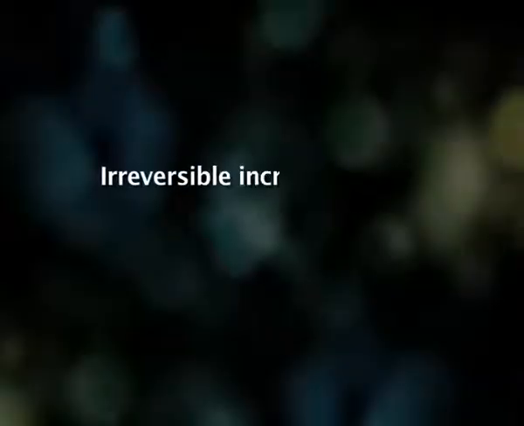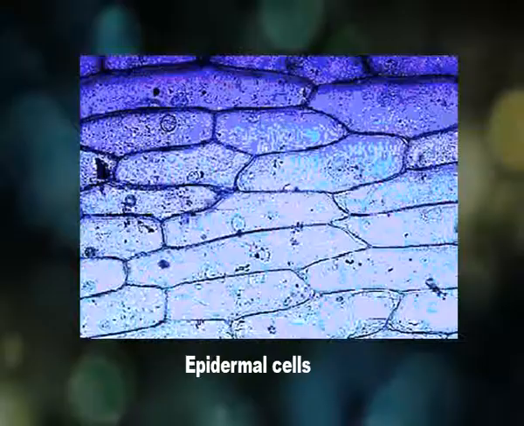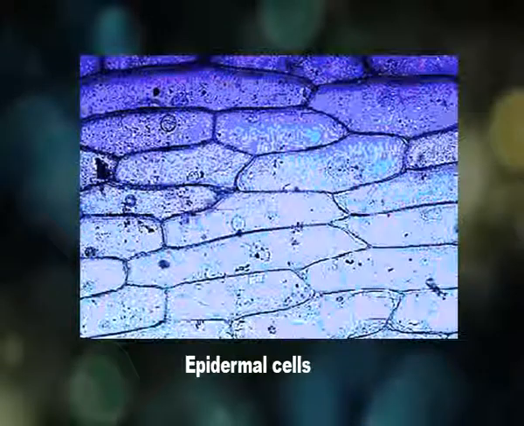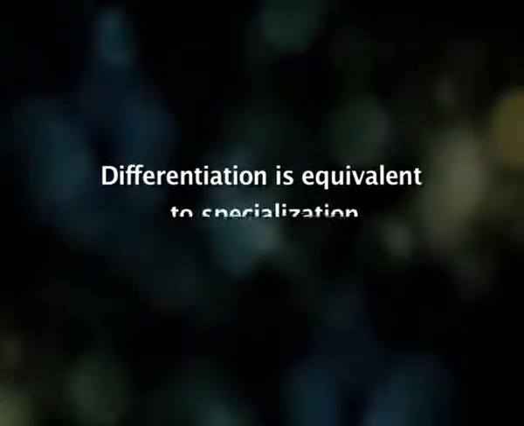Growth, as already said, is an irreversible increase in mass. Cell division by itself is not sufficient to result in growth. It is by differentiation that cells in an organ or tissue become different from each other or specialized for different functions. For example, the epidermis, mesophyll, xylem or phloem cells of a leaf. From a functional viewpoint, differentiation is equivalent to specialization.